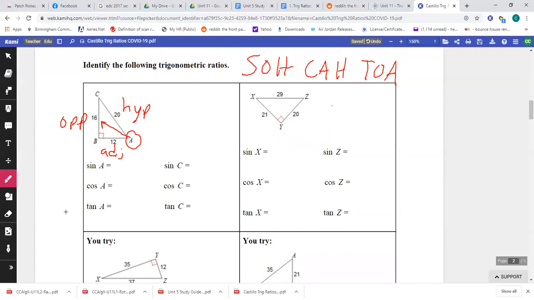So sine A, once again up here, sine is opposite over hypotenuse, right? We're using the Sohcahtoa. So opposite is 16, hypotenuse is 20. However, you should always reduce it. I could divide by 4, so this is 4/5. Cosine A, so now we're going to go back to the Sohcahtoa. Cosine is adjacent over hypotenuse. My adjacent is 12. My hypotenuse is 20. I divide by 4, and I get 3/5.